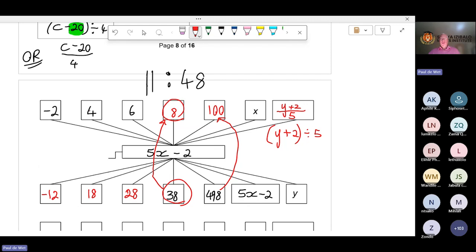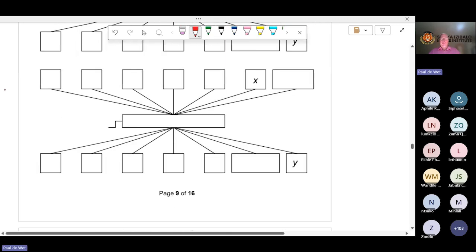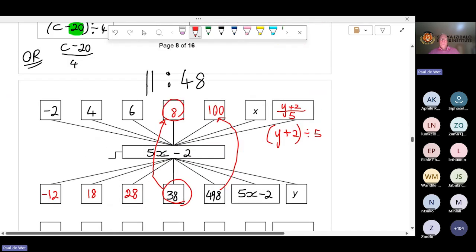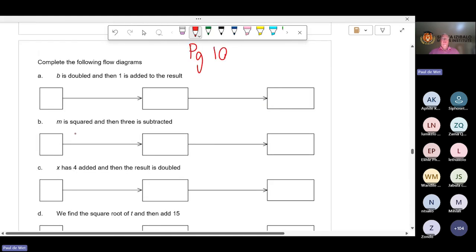So guys, page 9, there's examples that you can fill in and make up your own ones. You notice I'm just saying, make up some rules. So it's just space for extra practice. Page 10, guys: B is doubled and then 1 is added to the result. Now I'm going to write this like this, just so you understand. B, that's where we start. Now, double. How do we write that mathematically? Well, how do we double a number? What do we do to it? We multiply it by 2.